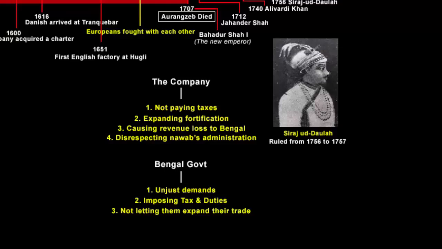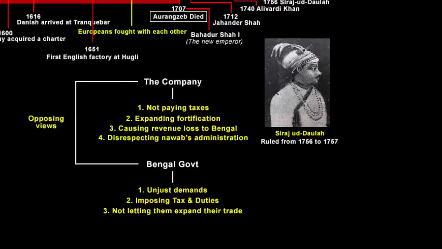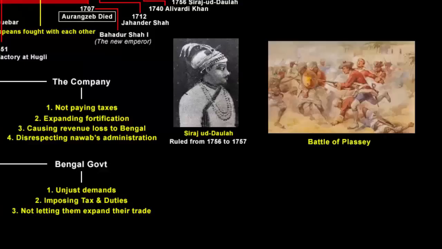They also said that to expand trade, the company had to enlarge its settlements, buy up villages, and rebuild its forts. This was the company's justification. Obviously, both the Nawab and the company had different views, clearly contradicting each other's. And finally, this led to the famous Battle of Plassey.